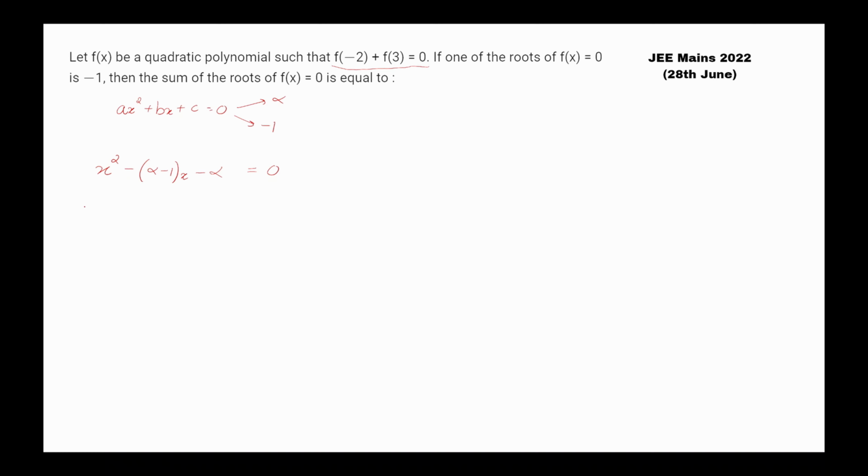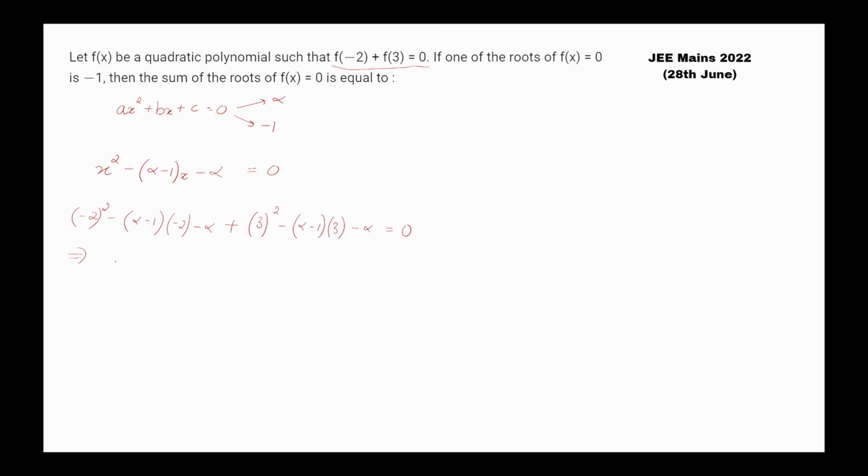So first, what do we have? f(-2) would become (-2)² minus (alpha - 1) into (-2) minus alpha, plus we have f(3). So this would become 3² minus (alpha - 1) into 3 minus alpha. This is equal to 0. So now let me simplify this and we will find the value of alpha.